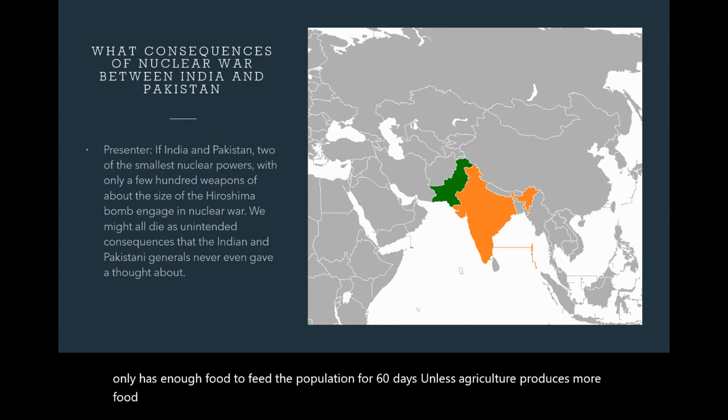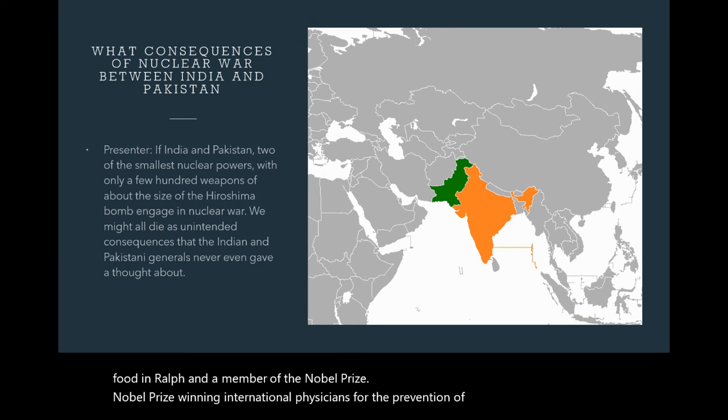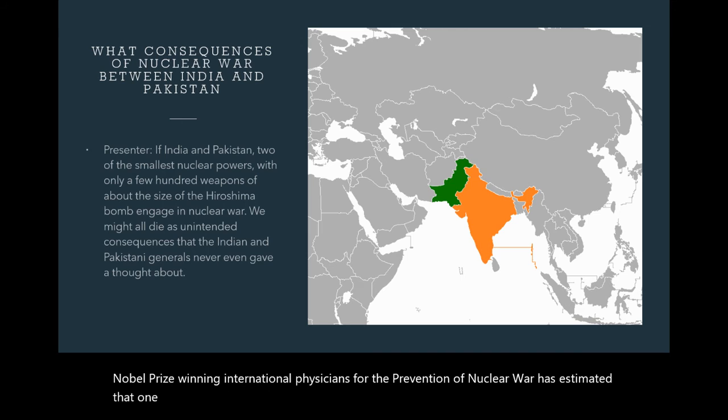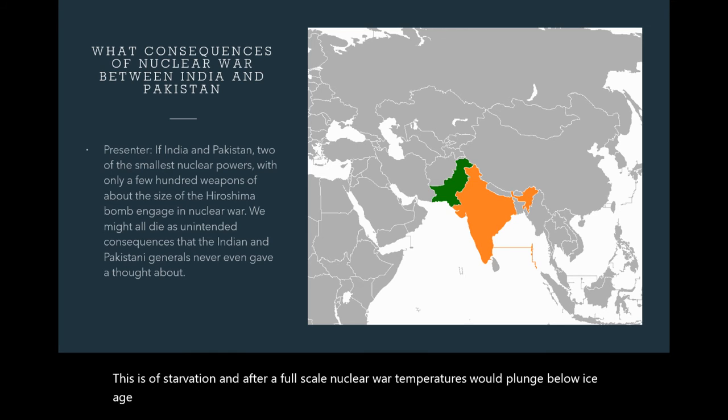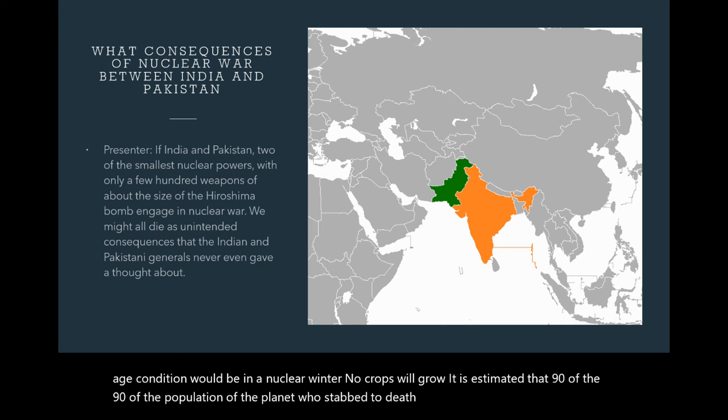Rahal Fund, a member of the Nobel Prize winning International Physicians for the Prevention of Nuclear War, has estimated that 1 to 2 billion people would die after a war between India and Pakistan, of starvation. And after a full scale nuclear war, temperatures would plunge below ice age conditions. We would be in a nuclear winter. No crops would grow. It is estimated that 90% of the population of the planet would starve to death and civilization would be destroyed.